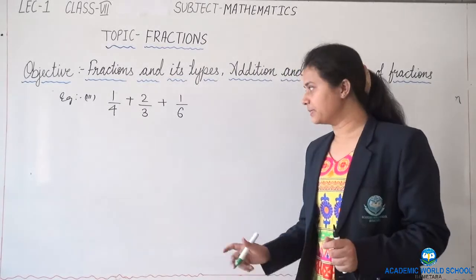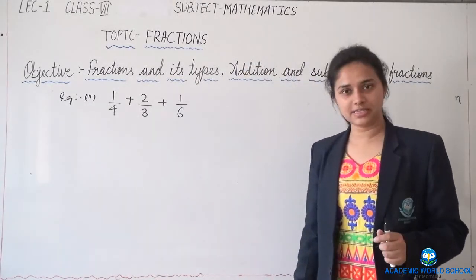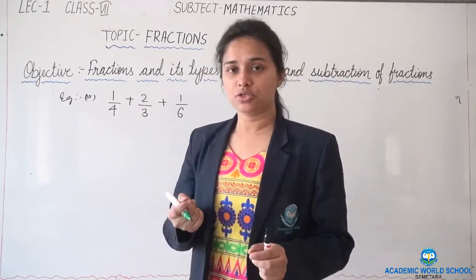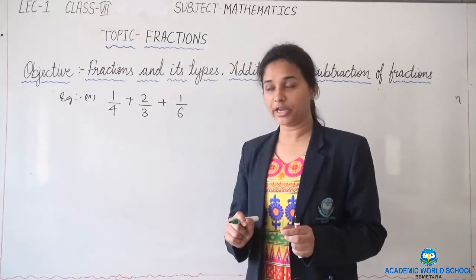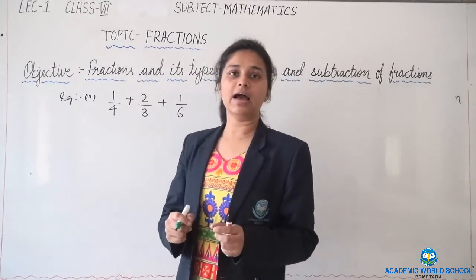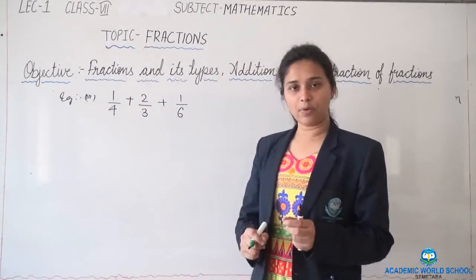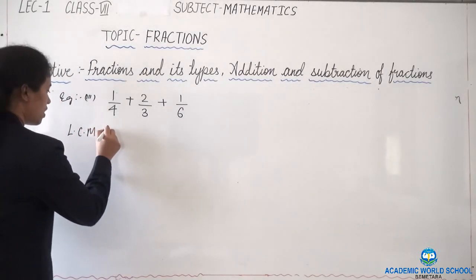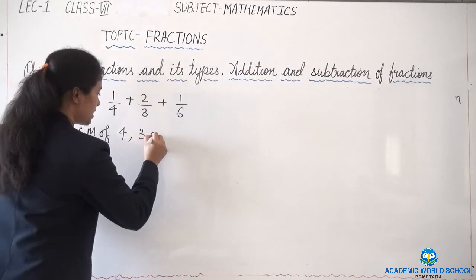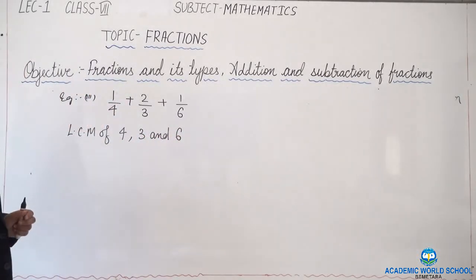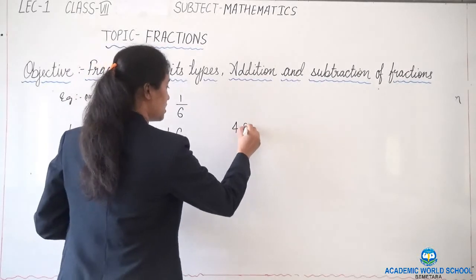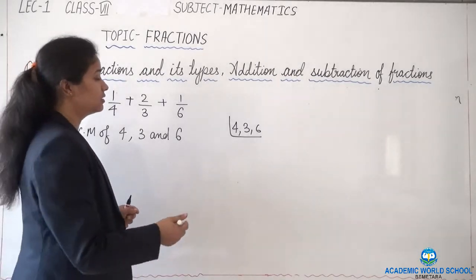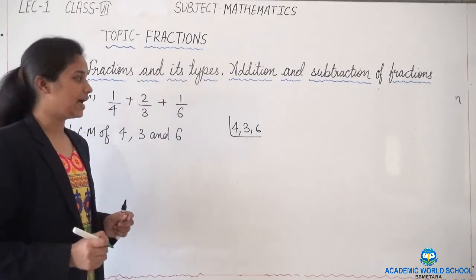As is clearly visible, all the denominators are not the same, so all the fractions right now are unlike fractions. So we need to convert the unlike fractions into like fractions. How to convert unlike fractions into like fractions? We are supposed to find the LCM. So we will now find the LCM of 4, 3 and 6. While finding the LCM, what we are supposed to keep in mind is that we will only and only divide by prime numbers.